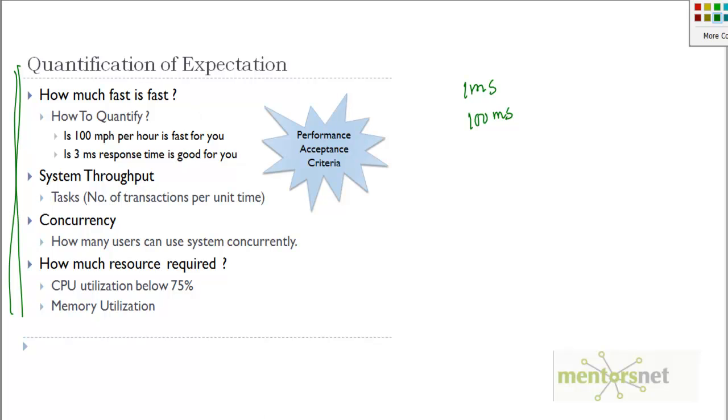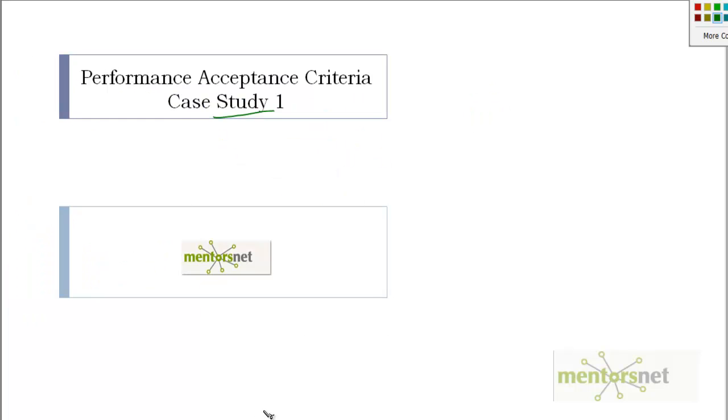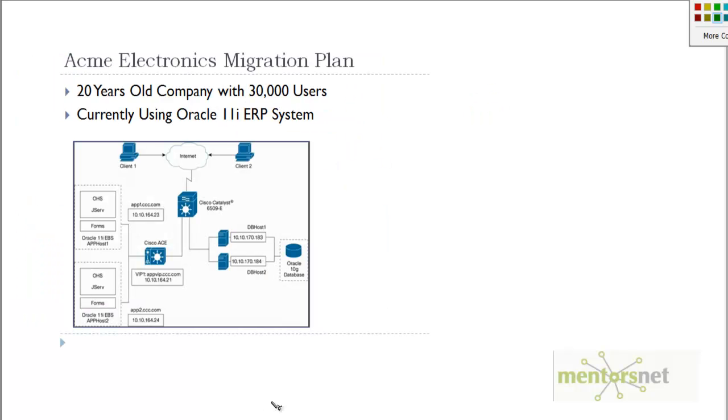So in this video, we are going to take a case study: the Acme Electronics migration plan. Acme Electronics is a 20-year-old company with 30,000 active users of their Oracle 11i ERP system. These 30,000 users are employees of the company, and their ERP system is based on Oracle 11i. This diagram shows you the deployment.